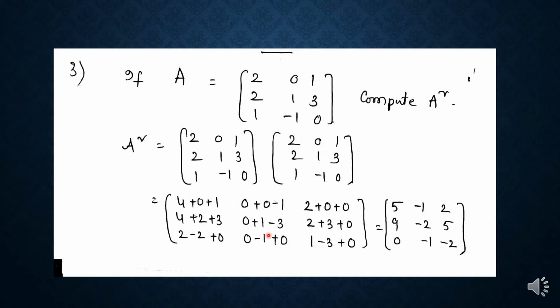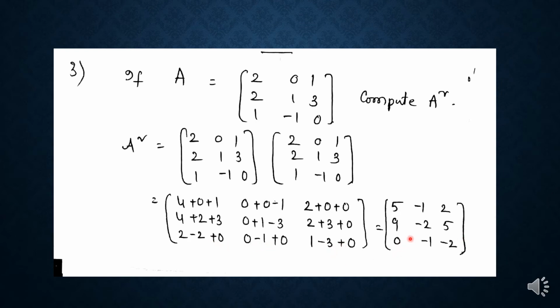1 into 0 is 0, plus minus 1 into 1 is minus 1, plus 0 into minus 1 is 0. Okay. Now the third row into the third column: 1 into 1 is 1, minus 1 into 3 is minus 3, plus 0 into 0 is 0. Now by simplifying we will get 4 plus 0 plus 1 is 5, minus 1, 2, 9, minus 2, 5, 0, minus 1, minus 2.